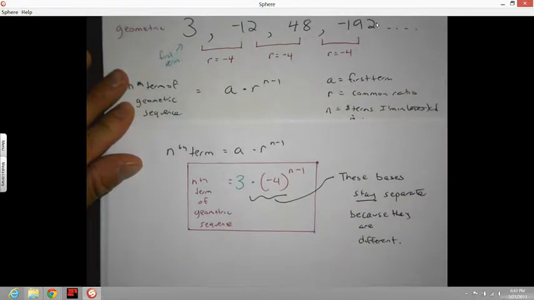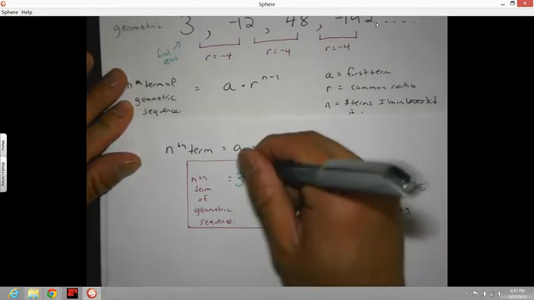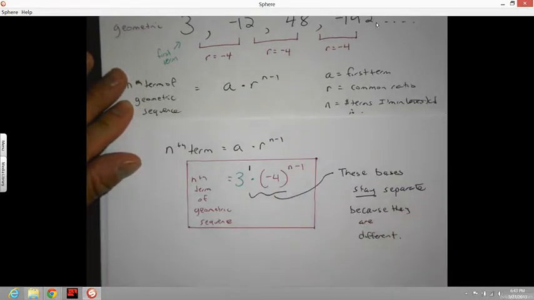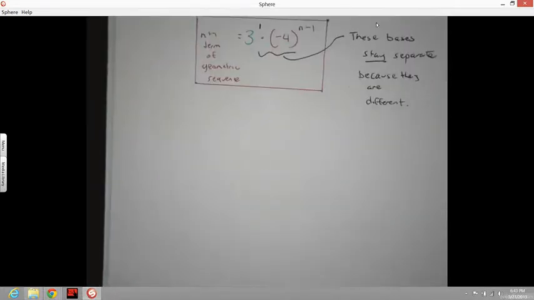Okay? And there is an exponent in front of the 3. It's actually this one up here. Okay? It's actually 3 to the 1. So that's the nth term. And that's question 2. Let's do another question together.